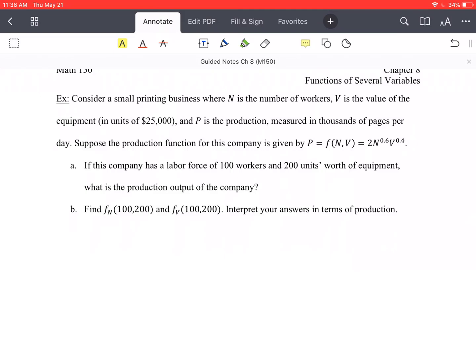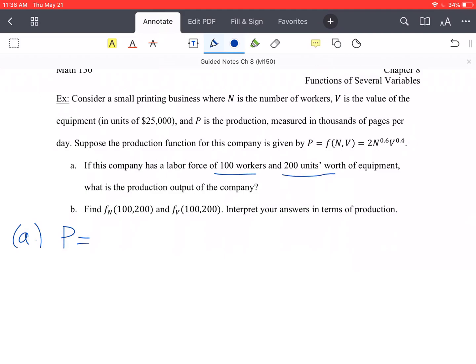If this company has a labor force of 100 workers and 200 units worth of equipment, what is the production output of the company? Okay, so for part A, the amount of production the printing business has depends on how many workers they have and how much equipment they're using. So the more workers and the more equipment, the more production they're going to have, right? So to find out at 100 workers and 200 units of equipment, that's F of 100 comma 200.